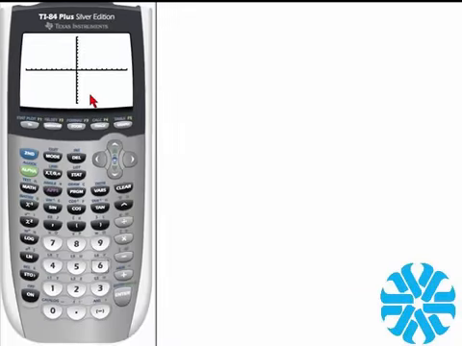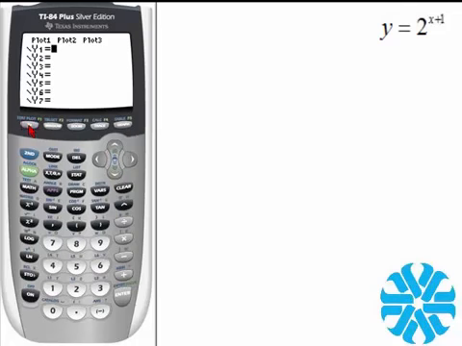Okay, so let's go to example number 1, and we are going to input the first function, which says y is equal to 2 raised to the x plus 1 power. So we need to go to the y equal button, that's the input function button, and let's go ahead and write in the equation. So that's 2 raised to the x plus 1 power. So you need to put the x plus 1 in parentheses, so x plus 1, and then close the grouping symbol here.